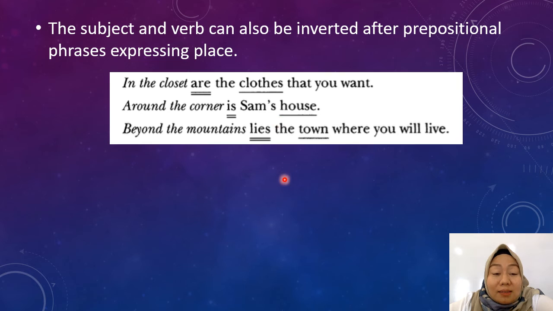The same goes for this one. The town where you will live lies beyond the mountains. So beyond the mountains is actually needed for the sentence to be complete. If we have this kind of prepositional phrase expressing place, then the subject and the verb can be inverted.